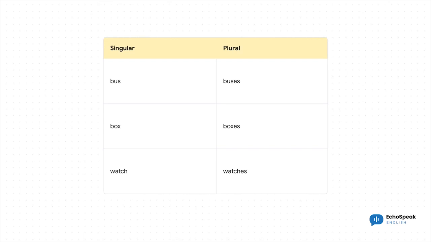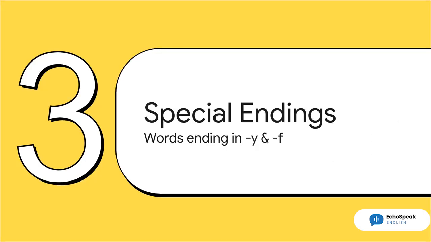One bus becomes 2 buses. See how ES adds a whole new sound? Buses. One box becomes many boxes. Okay, now you try it. Repeat after us. Bus, buses. Box, boxes. Watch, watches. That sounds great. You are doing an amazing job.